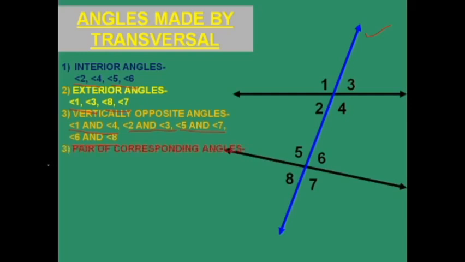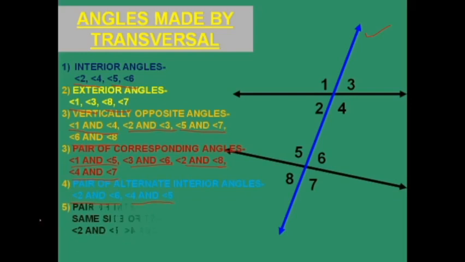Then pairs of corresponding angles are angle 1 and angle 5, angle 3 and angle 6, angle 2 and angle 8, angle 4 and angle 7. Then pairs of alternate interior angles are angle 2 and angle 6, angle 4 and angle 5. And last, pairs of interior angles on the same side of the transversal are angle 2 and angle 5, angle 4 and angle 6.